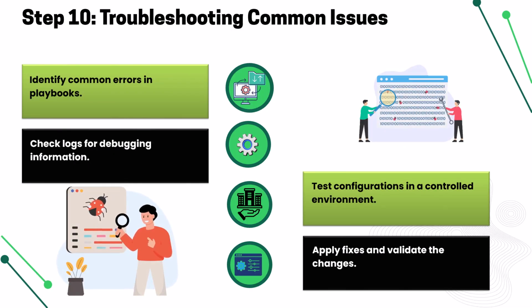Troubleshooting is basically detective work, except instead of solving crimes, we're fixing Ansible hiccups. If something breaks, we start by looking at common errors. Logs are our best friends. They tell us what went wrong, sometimes in cryptic ways, but hey, that's tech. Testing before deploying saves us from painful surprises. And finally, we apply fixes like pros.